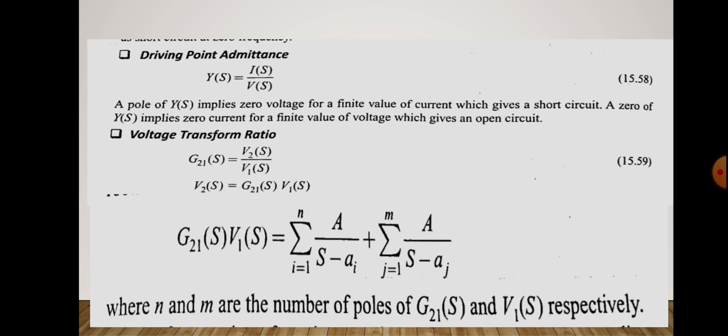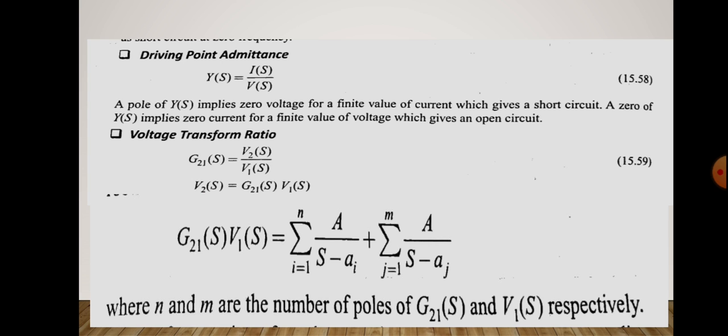So in this equation we can write V2(s), the voltage at port 2, equal to G21(s) into V1(s). G21(s) and V1(s) are polynomials. We can write them in the form of sigma i equals 1 to n of A by (s minus a_i), plus sigma j equals 1 to m of A by (s minus a_j). Here n and m are the number of poles and the number of zeros, and G21(s) and V1(s) are the voltage transfer ratio.